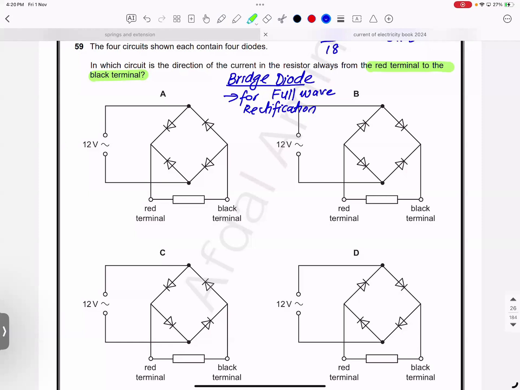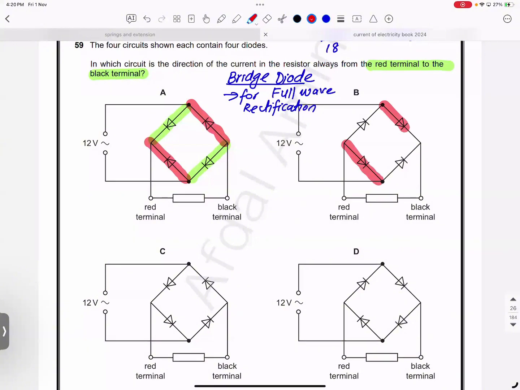Let's check in which case opposite diodes are in the same direction. Option A, these two same direction. The other two, are they in the same direction? Yes, they are. Let's check B. Are these two in the same direction? Yes. Are these two in the same direction? Yes. B could also be right.